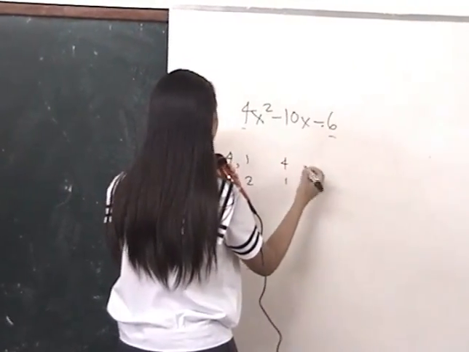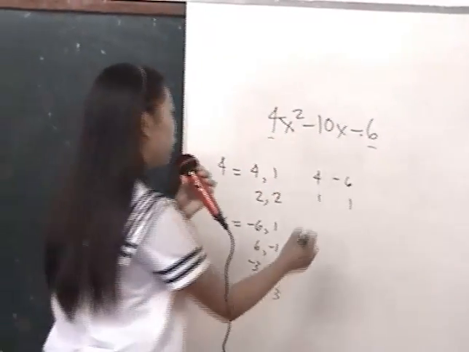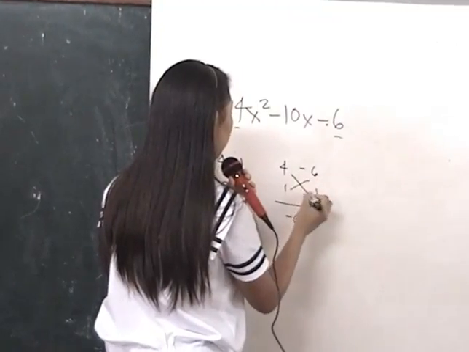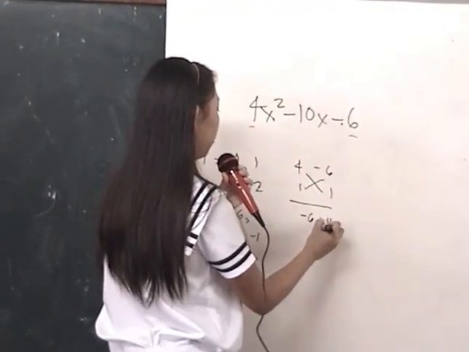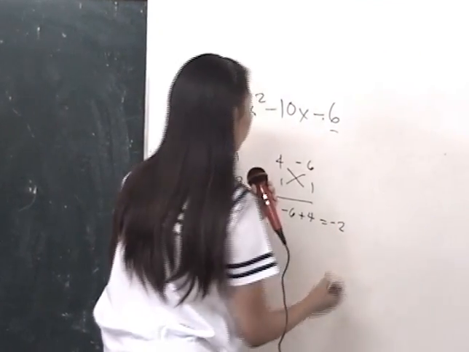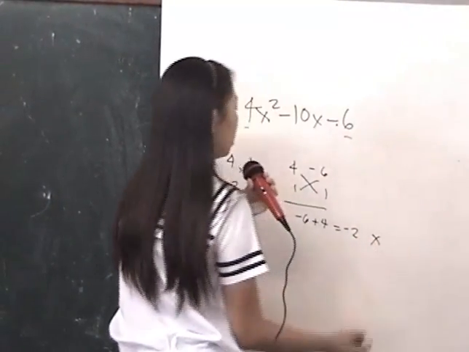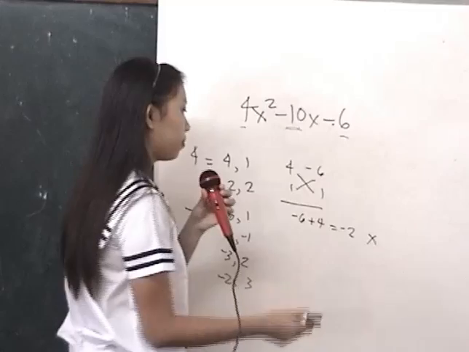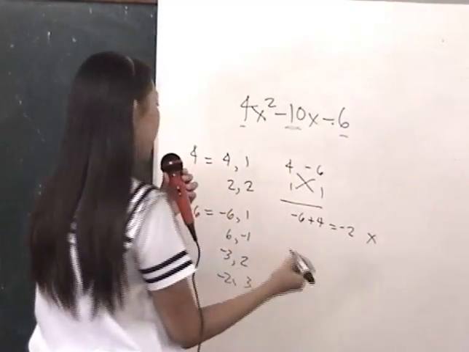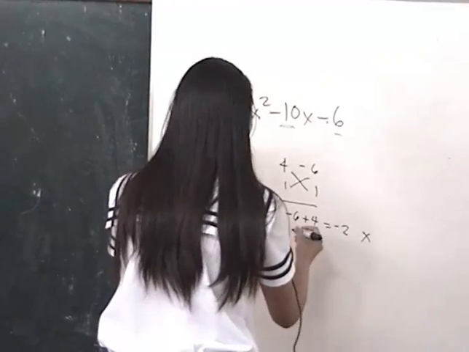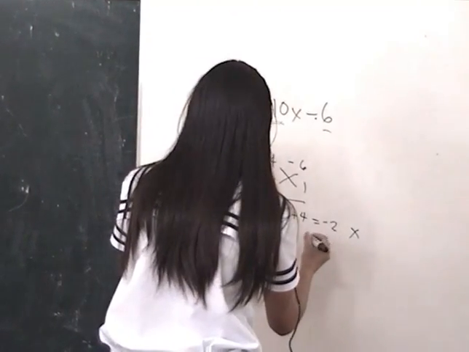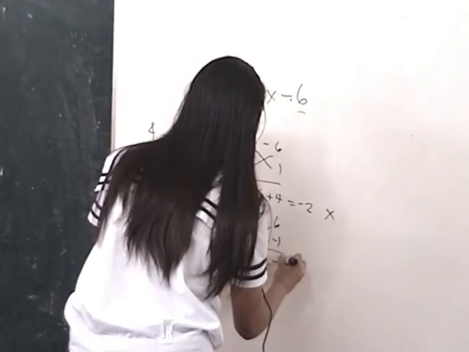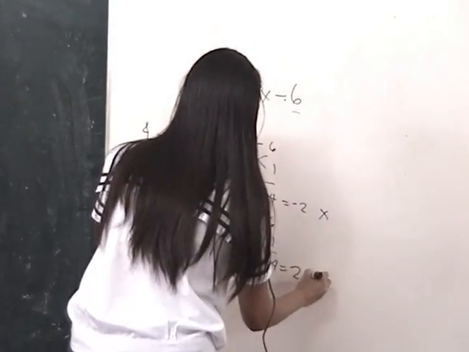For example, 4 and 1, and negative 6 and 1. Then multiply 1 and negative 6, which is negative 6, and 4 times 1, which is 4. Then add the products, which equals negative 2. The answer is wrong because the sum of the products should be equal to the middle term, which is negative 10. Then let us use trial and error to get the right factors. Let us use 4 and 1 and 6 and negative 1. Multiply, then add, which is also wrong.